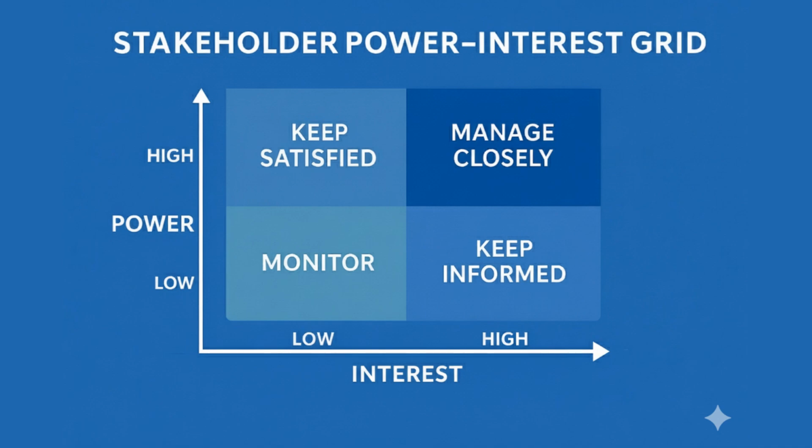We move on to the next quadrant, which is called high power plus low interest. Individuals who are grouped under high power plus low interest, we are going to keep them satisfied.